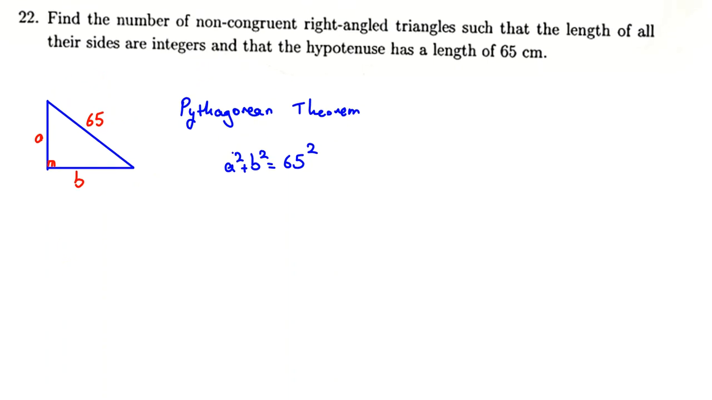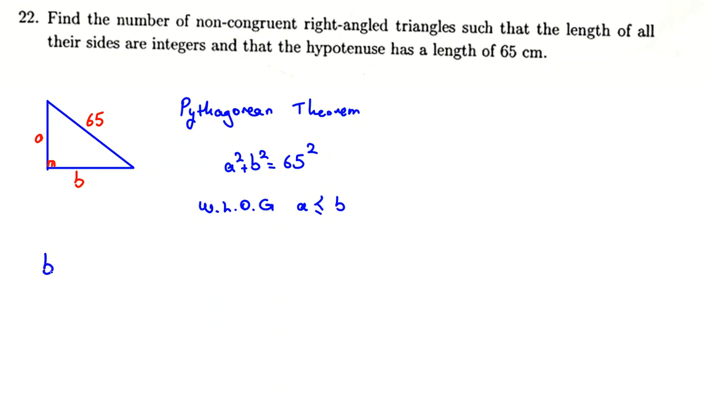Let's see, what does the problem say? Find the number of non-congruent triangles. So if you switch a and b, the triangle will be congruent. For example, if a is 1 and b is 4, or a is 4 and b is 1, they are the same. So we can say without loss of generality, suppose that a is less than or equal to b.